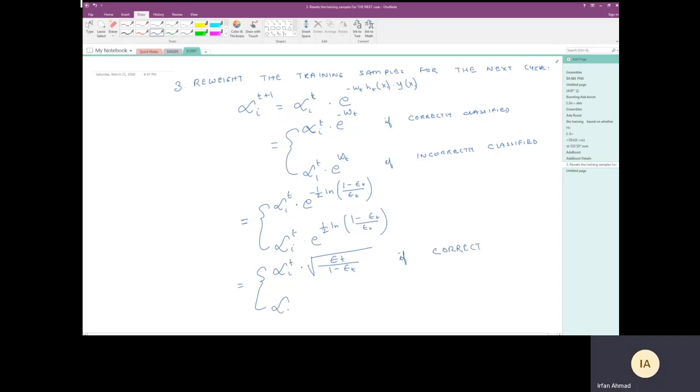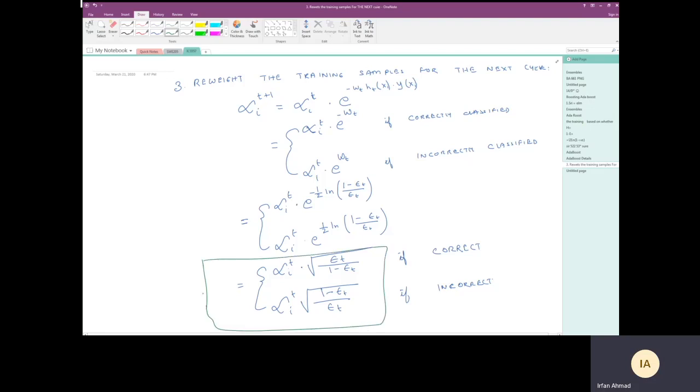Similarly, you can see it is this equation if it is incorrectly classified. Again, the same idea here. So these are very important points to keep in mind about how the weights of the samples are updated.